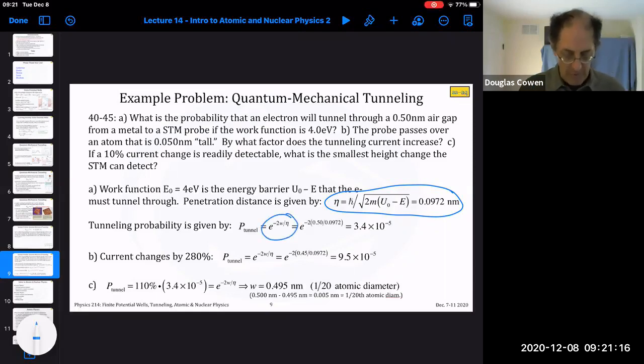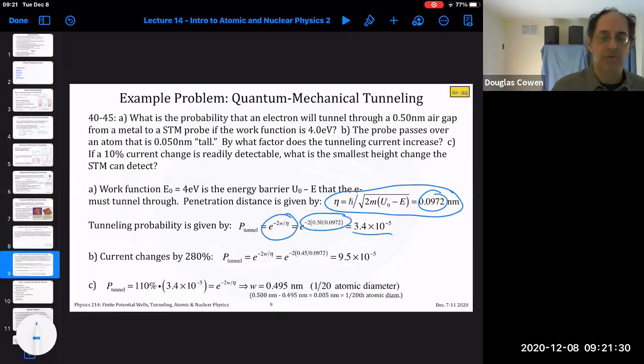e to the minus 2w. And here w is just the width, which is 0.5 nanometers. And eta is this 0.0972. And we put those things into the exponent, and we get 3.4 times 10 to the minus 5 as the probability. Now that's a pretty small number for a probability, but if you have Avogadro's number of electrons available, and you multiply those electrons by 10 to the minus 5, you still have quite a few electrons left over, or you still have quite a few electrons that are going to make this tunneling, and you can measure the current that they would produce.